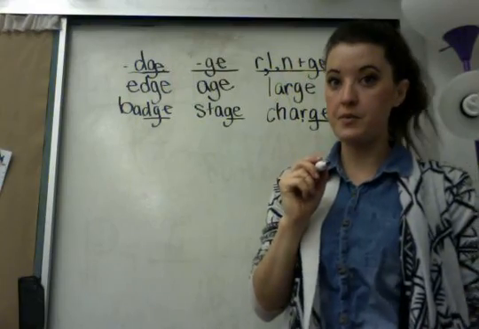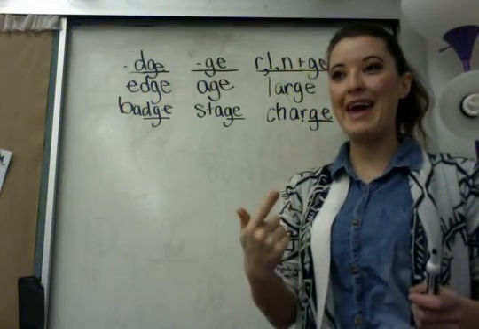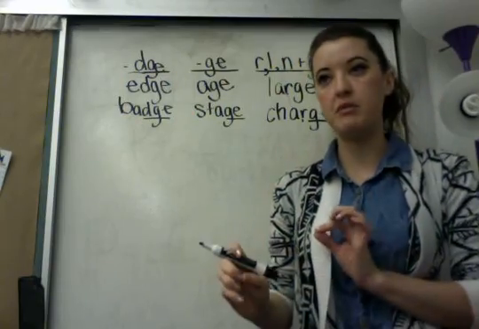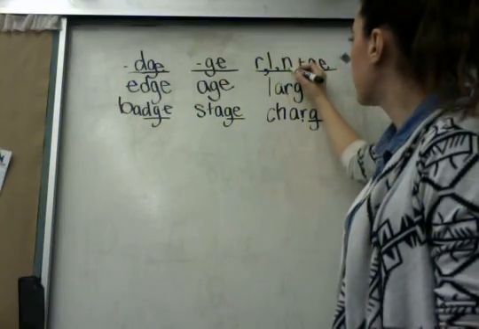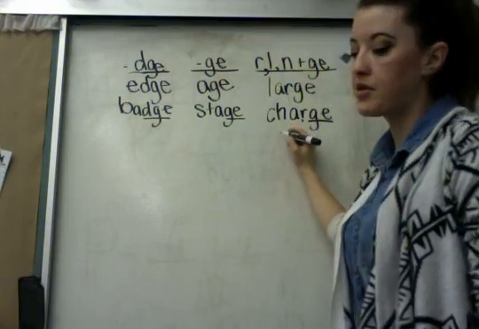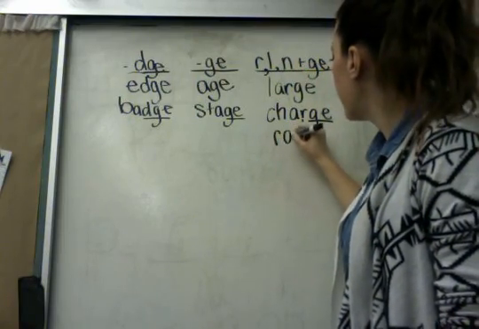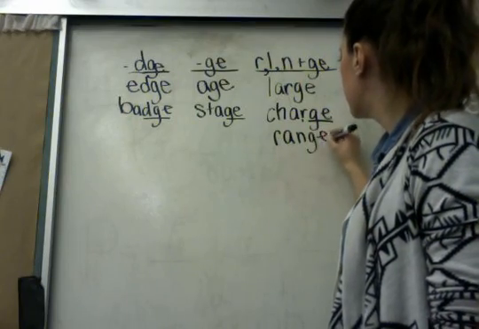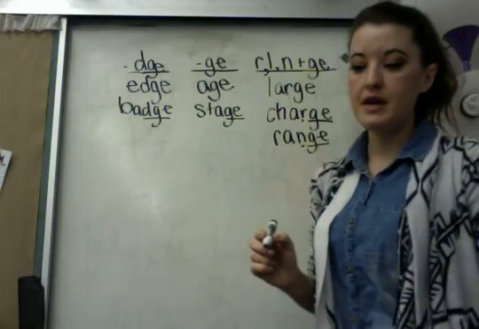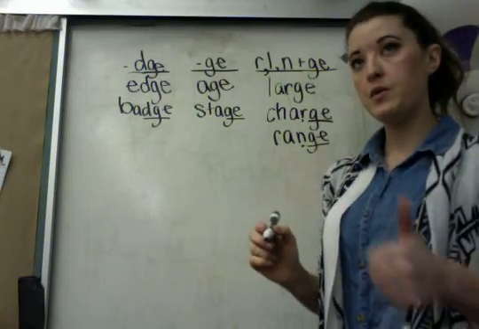Our next word is the word range. A-N-G. So I hear that N before my J at the end. So I know that when it has that N before the J, it's going to go in our third pattern. A-N-G. Range.